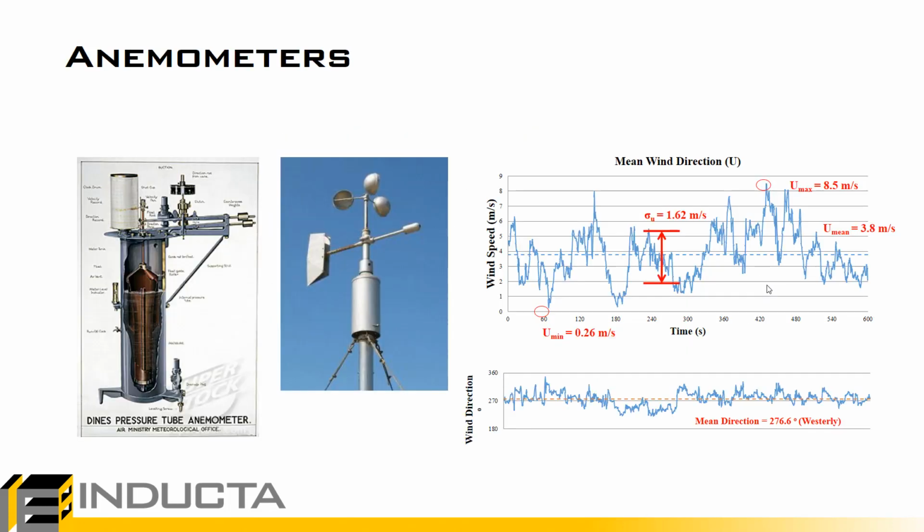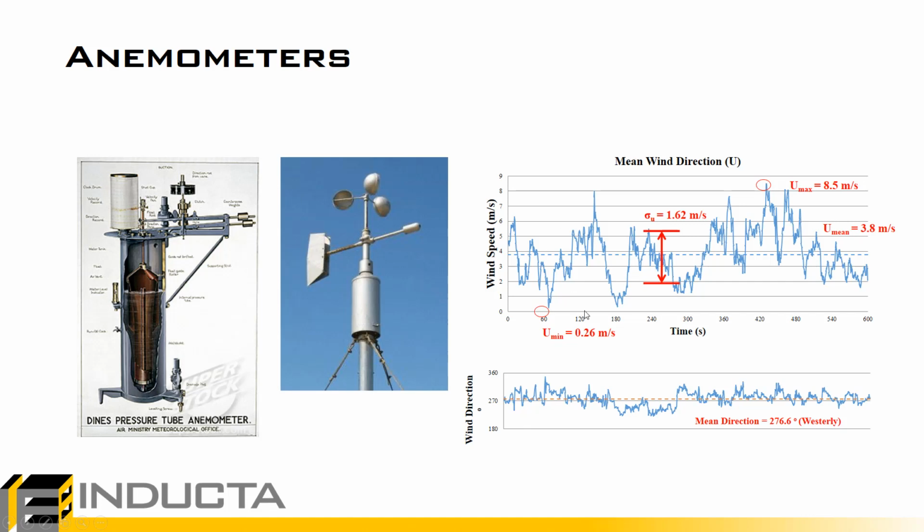How wind speed and hence wind force is determined is by an instrument called an anemometer. So here we see two pictures, the one on the left being this older analog Dines pressure tube anemometer. So in Australia, all wind speed was determined using this Dines pressure tube until about the mid-90s. After the mid-90s, it was replaced with this digital anemometer called an automatic weather station. So what these instruments produce is they produce an anemograph.